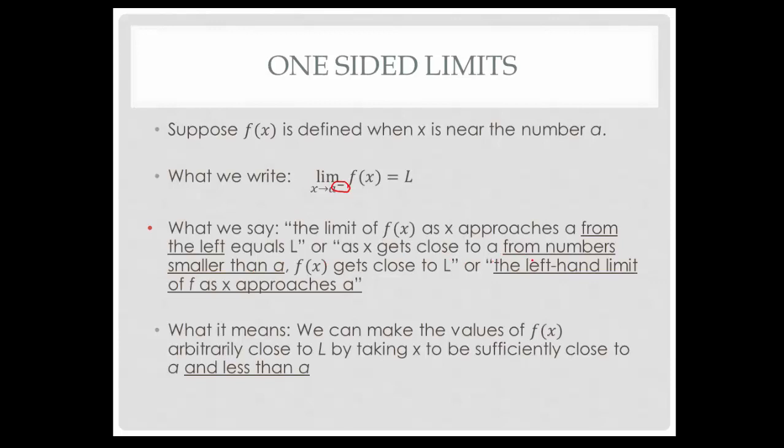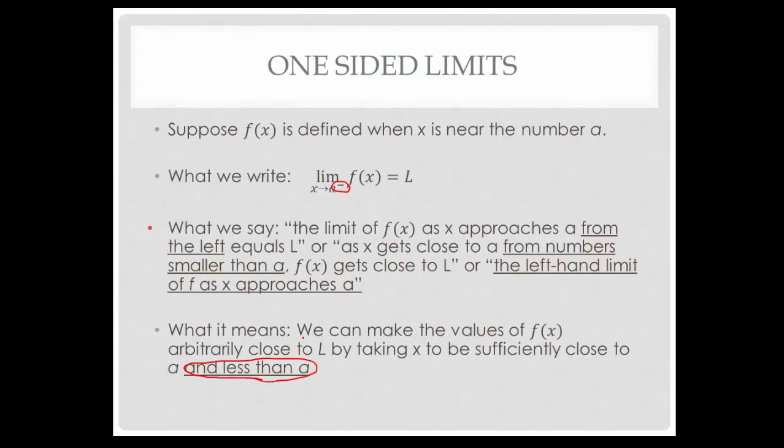Or we can also just shortcut what we're saying and just call it a left-hand limit of f as x approaches a. What we mean by that is that we can make the values of f of x arbitrarily close to L, so far it's the same as the other definition, by taking x to be sufficiently close to a and less than a. There's your difference right there. If you match it up to the original definition of just a limit, that's the difference between the two.